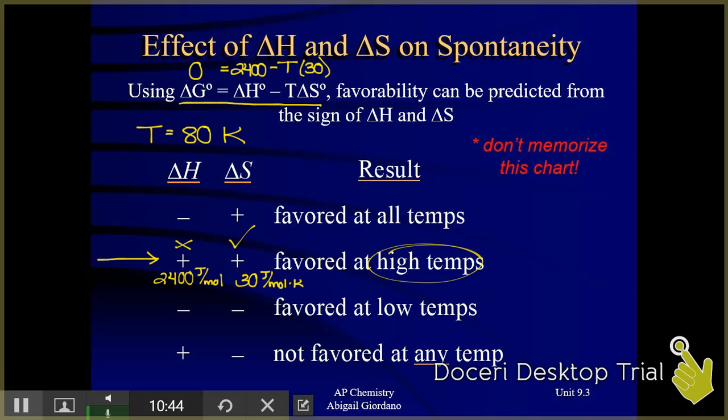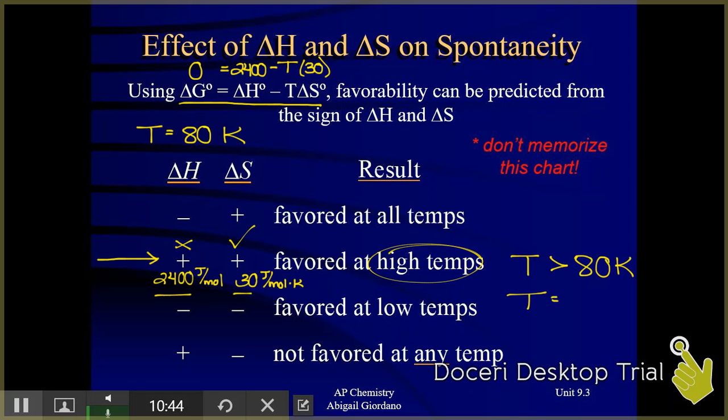What does that mean, high temperatures? In this case, it would mean any temperature greater than 80 Kelvin. So I set delta G equal to 0. I'll explain why I did that in just a second. And I plugged in these values that I was given, and I solved for T. And any temperature greater than that one that I solved for is going to cause the reaction to be favored. If you don't believe me, pick a number greater than 80.